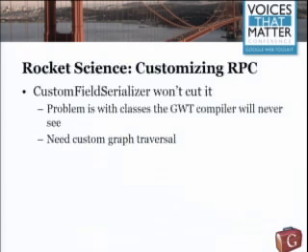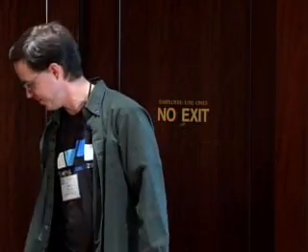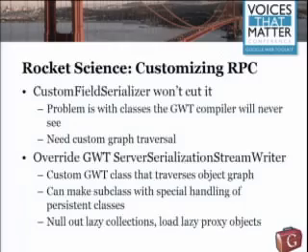Another approach is to customize the way RPC works in GWT. Now, I mentioned this custom field serializer already, but that doesn't work for this case because the problem isn't with your nice friendly classes. The problem is with these magic secret Hibernate things that you are supposed not to worry about. So you need to customize the way the server-side RPC walks over your whole graph and what it does when it gets to the edges. So you can override the server serialization stream writer class, which is the class on the server that takes an object graph and puts it over the wire.